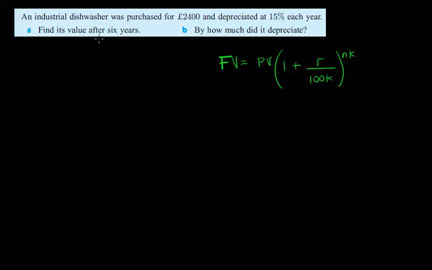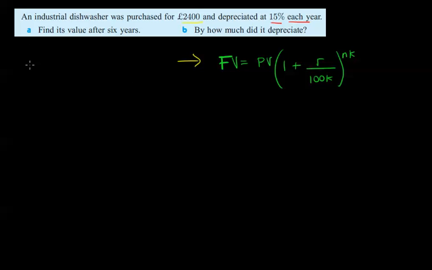Okay, so this is an example of depreciation, and we're going to use two things. We'll use the formula first of all to answer this question, and then we'll use the financial solver to do the same problem. It says this: an industrial dishwasher was purchased for £2,400 and it depreciated at 15% each year. Find its value after 6 years. By how much did it depreciate is the next problem. So what is the price of this thing after 6 years?